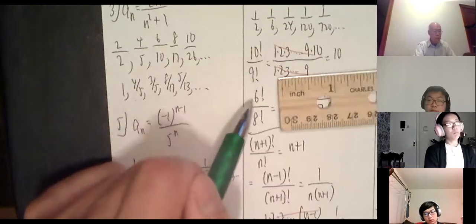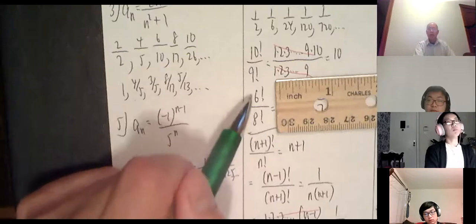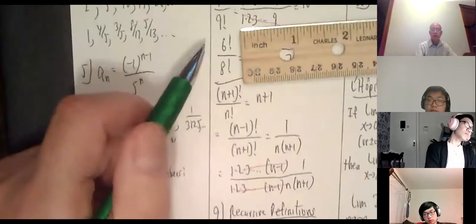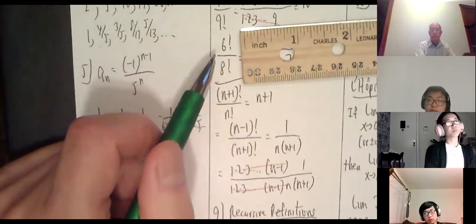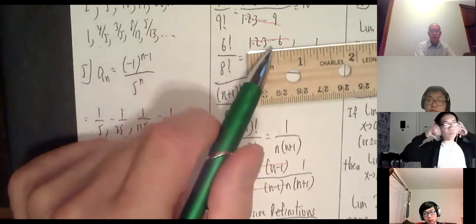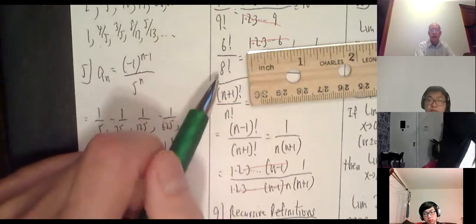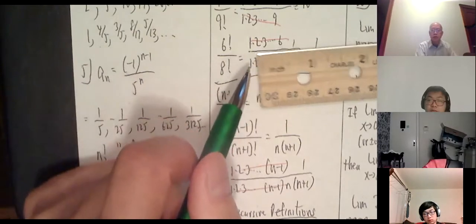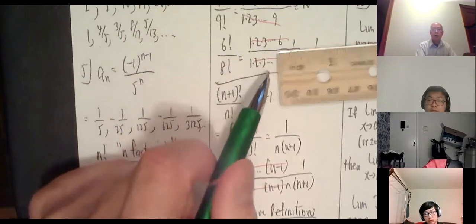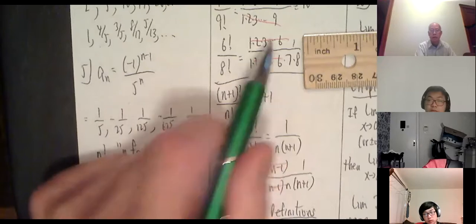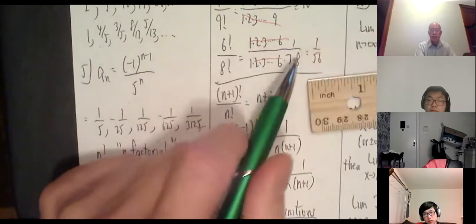Okay, another example, suppose the number on the bottom is bigger. 6 factorial over 8 factorial. I claim you can do that in your head. 6 factorial, 1 times 2 times 3 times 4 times 5 times 6. 8 factorial has those exact same numbers, 1 through 6, but also 7 and 8, right? And these cancel these out, so 1 over 56.